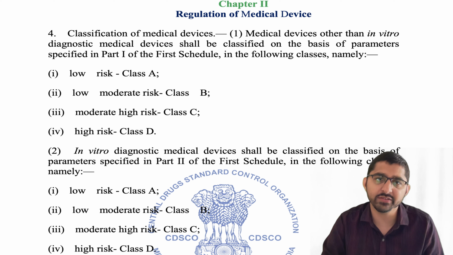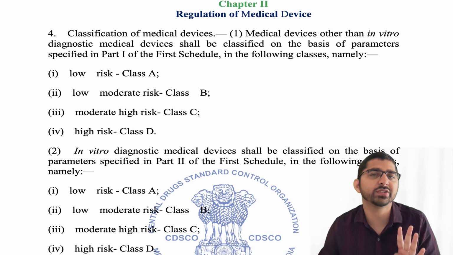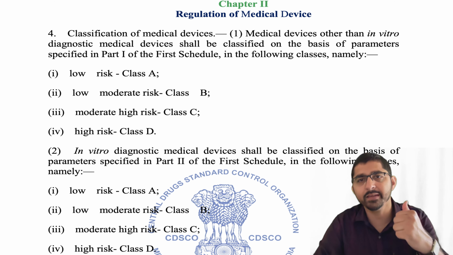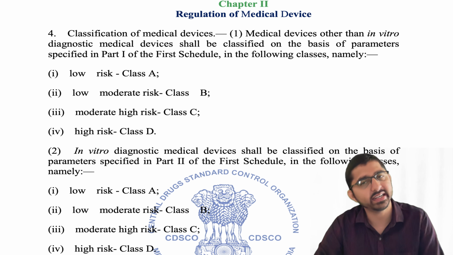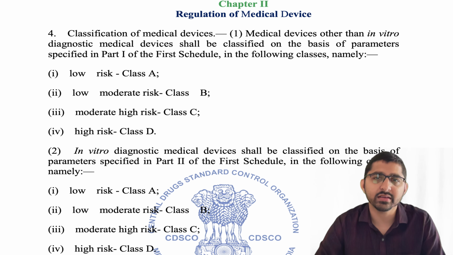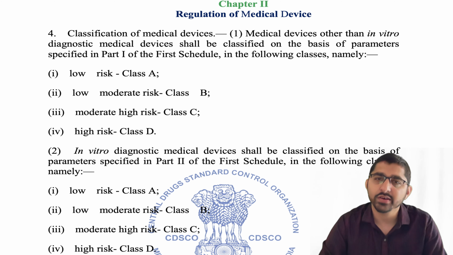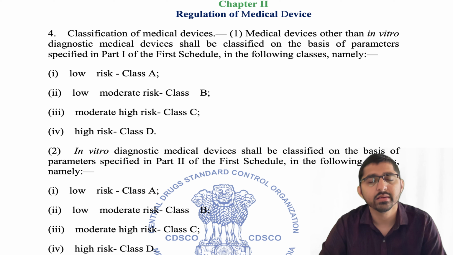So my friends, there are mainly 4 types of medical devices, I mean in terms of the classification. What are those classes? Class A, B, C and D. Class A contains those medical devices which possess a low risk. Class B, a low moderate risk. Class C, moderate high risk, whereas Class D, a high risk. Whereas the in vitro diagnostic medical devices shall be classified on the basis of parameters specified in Part 2 of the First Schedule in the following clauses.